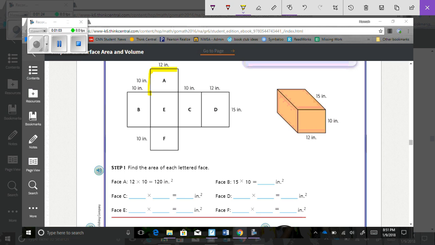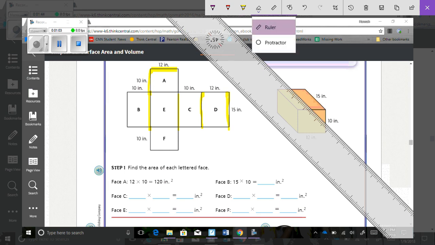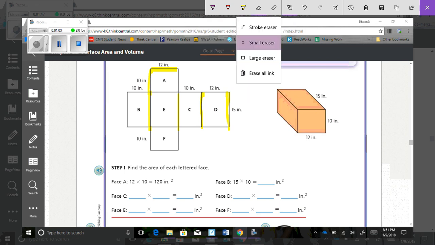If we look at face B, they already showed us that as well, which is 15 times 10, and they got that because this over here is 15, which means that all of these are going to be 15. So all of those yellows are going to equal 15 inches. Then we multiply those together to figure out the area of face B, which is 150.